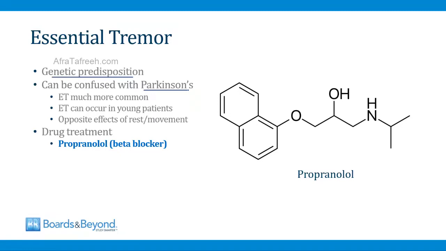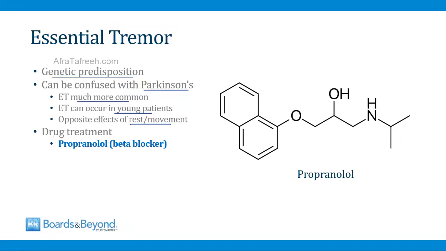Some of the differences between ET and Parkinson's are that essential tremor is much more common, so it's a more likely diagnosis. Parkinson's usually occurs in older patients, whereas essential tremor can develop in young patients. And then the tremor of Parkinson's and essential tremor have opposite effects of rest and movement. Parkinson's is a resting tremor, whereas essential tremor gets worse with voluntary movements.